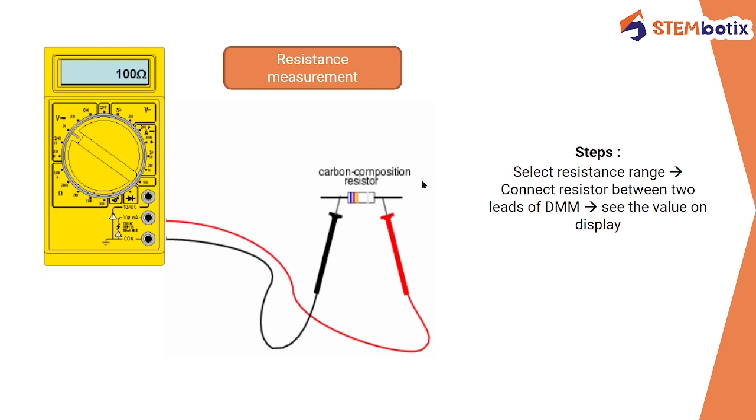So if you don't know the resistance of this resistor, then start from the minimum and gradually increase the resistance range by the selection probe. If you are not getting any result, then change it to the next value. If you still don't get a result, then go to the next range. Whenever you have the correct range, you will see the display like this. This is the result, the resistance of your unknown resistor.